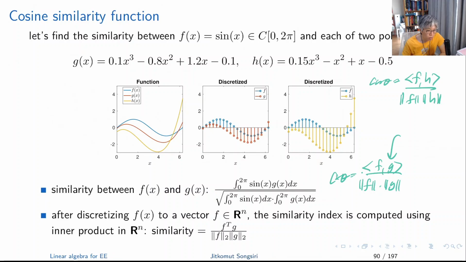If I want to tell the similarity of these discretized functions, I can use a similarity index in the vector space of Rn. So I just use f there. Now this is going to be f in Rn. I take the usual inner product and divide by the two norm.